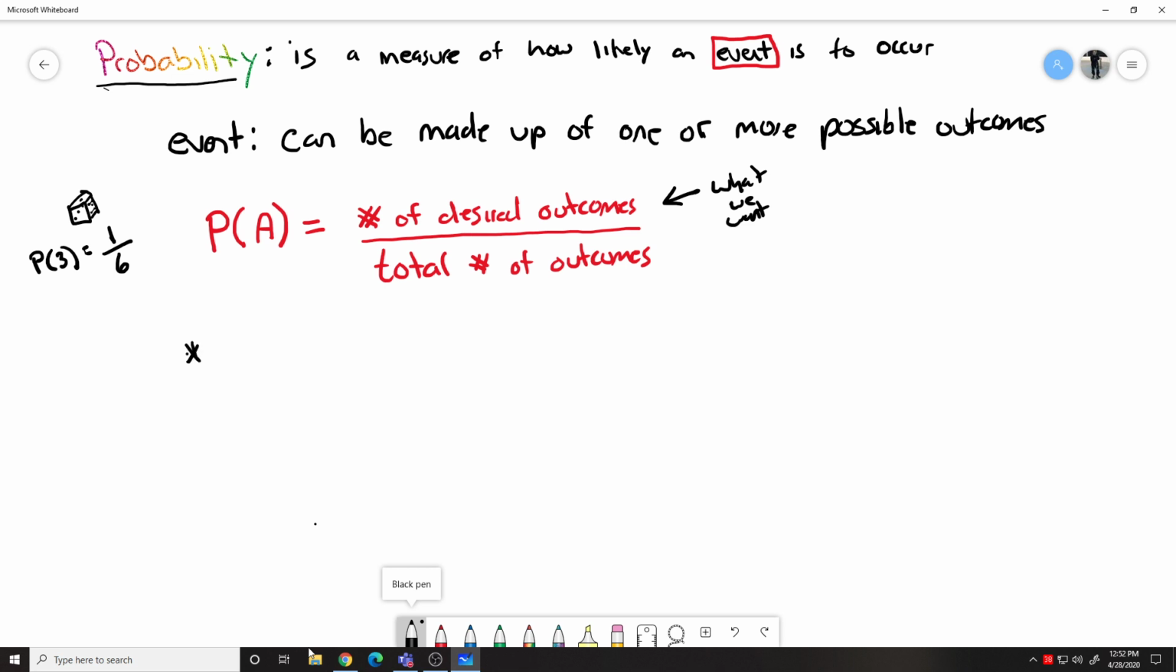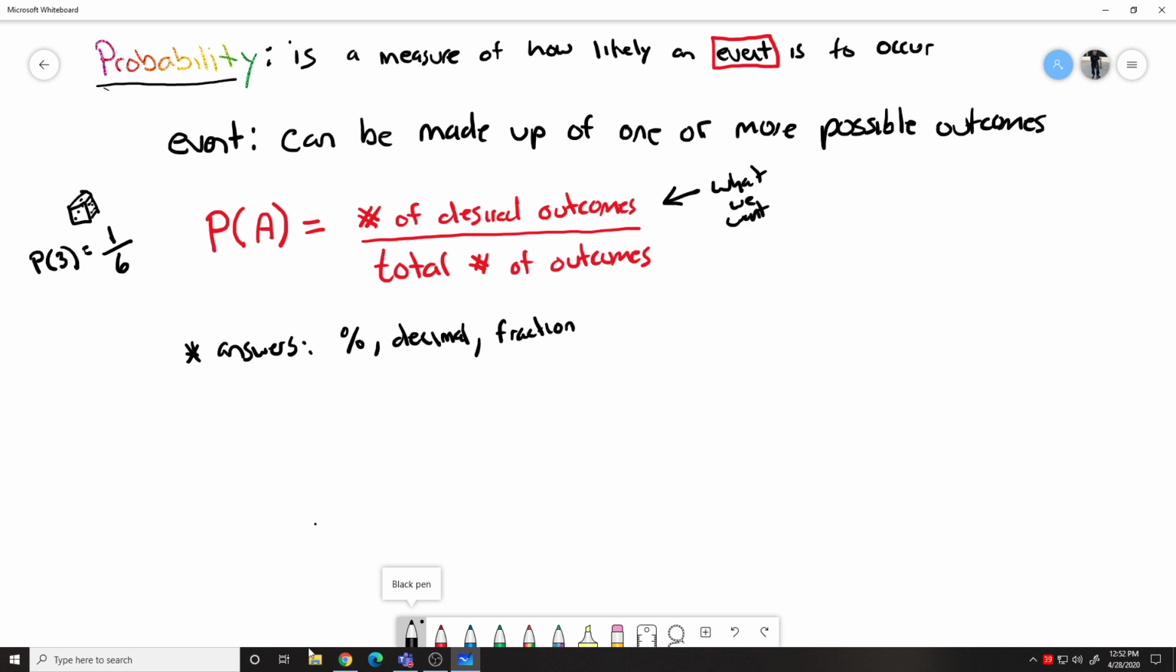Let's just make a little note here about answers. When you're doing probability, I need you to realize that your answers might be in the form of a percentage. Your answers might be in the form of a decimal. Your answers might be in the form of a fraction.